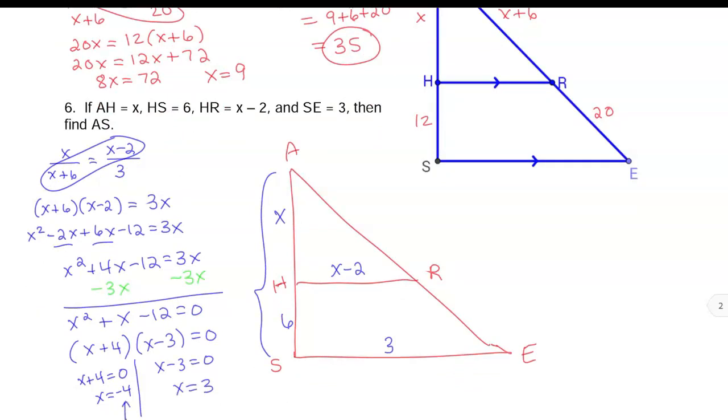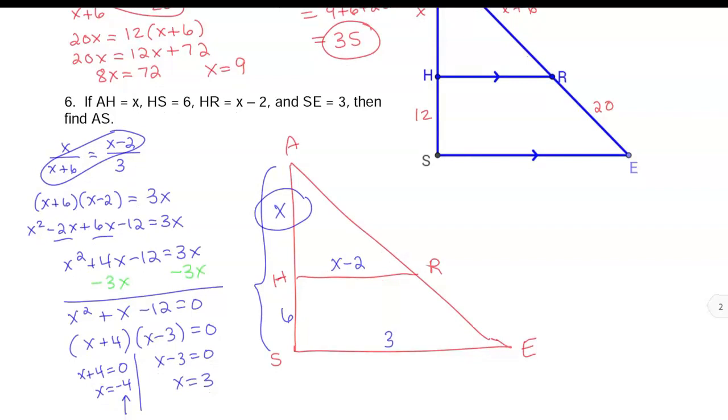The answer of negative 4 is a problem because of AH, for one. If x were negative 4, then the length of AH would be negative. So that cannot be true. Therefore, we'll reject that x answer, and we'll only use the 3. So I need to find the length of AS. AS is x plus 6, so that is 3 plus 6.